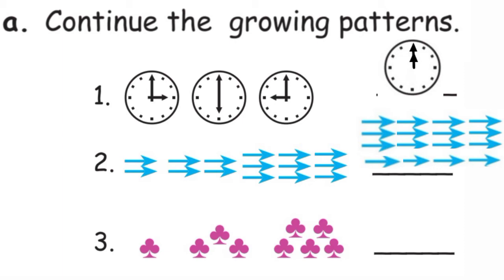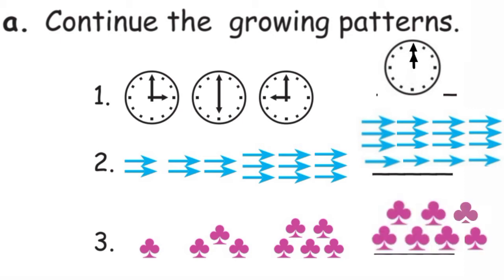Next, third question. First, 1 club. Next, 3 clubs. So, how is it growing? It is growing through odd numbers. Next, 5 clubs. So, what will come next? Yes, 7 clubs. It's easy peasy, right?